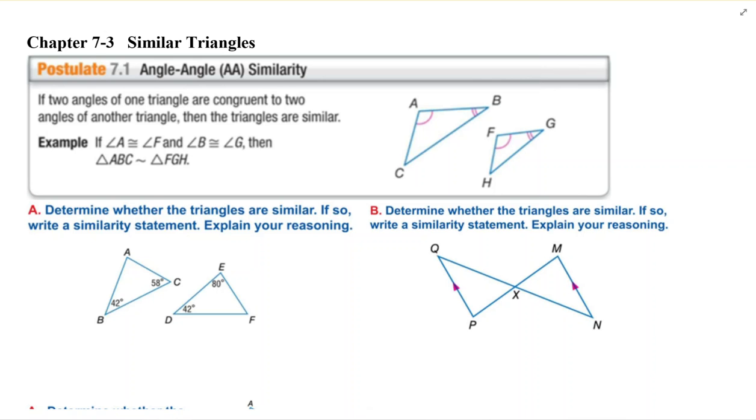One of the shortcuts that we're going to look at is AA, proving that two sets of corresponding angles are congruent. Of course, then we know that the third angle has to be congruent. That proves that they're similar.